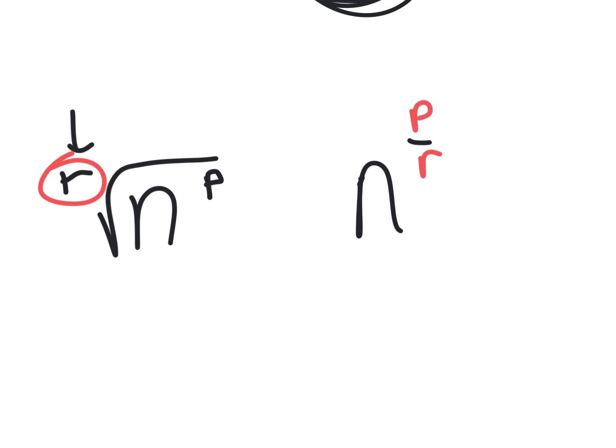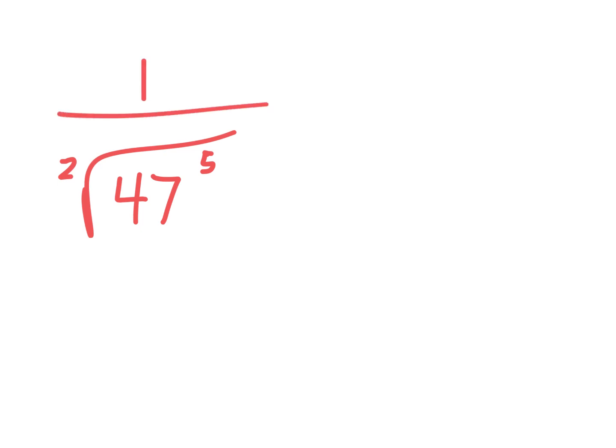Raise your hand if you had that one right. Okay, cool. What if I put 1 over all that? What power would it be now? Negative P over R. Okay, let's do another one like that. This one, you're not going to know the answer, but you should be able to write it as a fraction power. 1 over the square root of 47 to the 5th. Just write this as something to a fraction power.